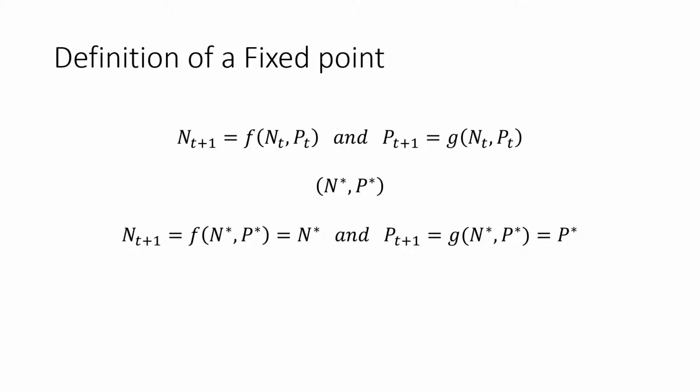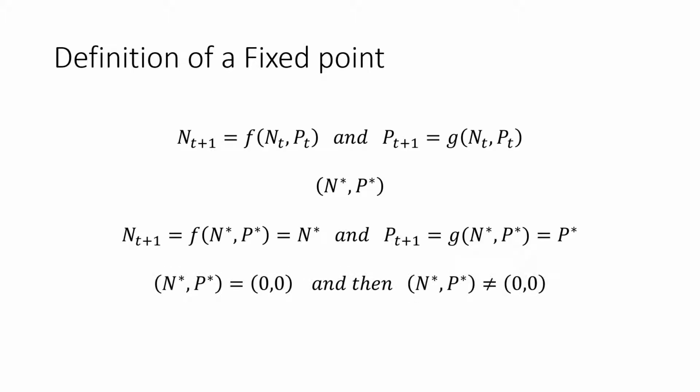Like in single populations, by first considering 0, 0, and then if this is biologically possible or relevant, we can then look at when n star, p star doesn't equal 0. Through rearrangement, it is again possible to find the other fixed points in the system.